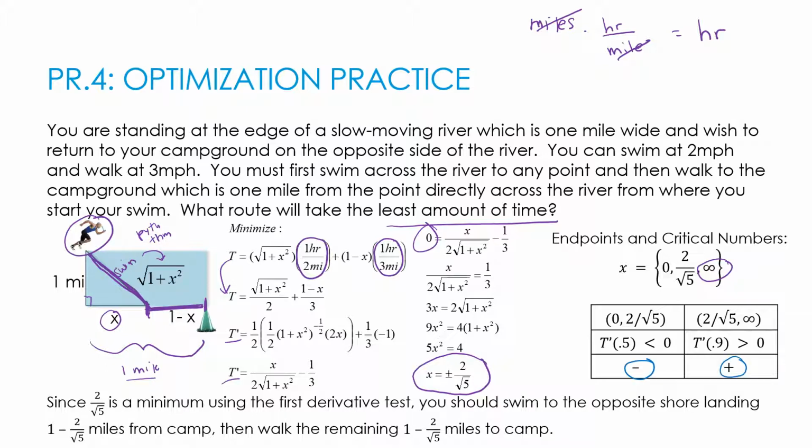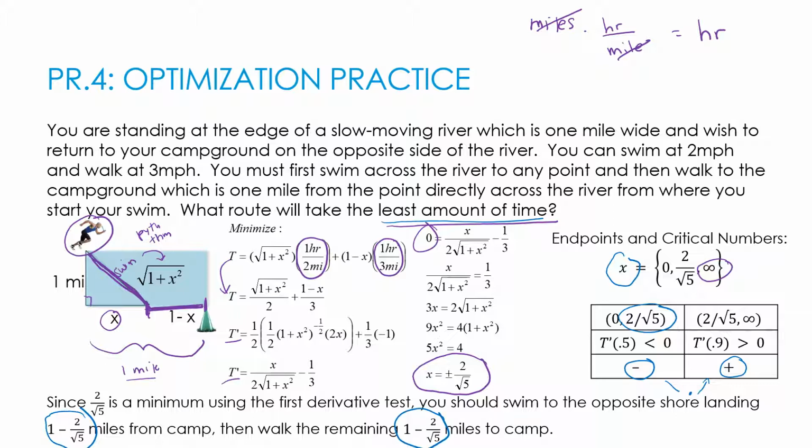So I found decreasing to increasing, which means that's a minimum, and that's what I want, is I want the least amount of time. So the least amount of time would be 2 divided by radical 5. And I could find that as a decimal as well. But 2 over radical 5 is the minimum, and I'm going to swim to shore, and that's my x value, remember. So I'm going to swim to the opposite shore, going 1 minus 2 over radical 5 miles from camp, and then I'm walking the remainder.